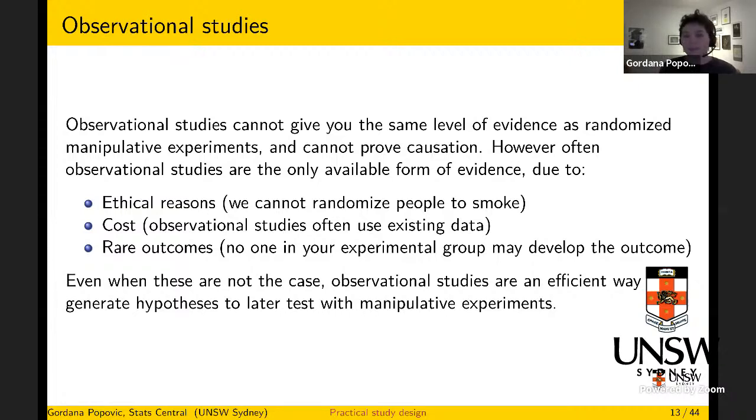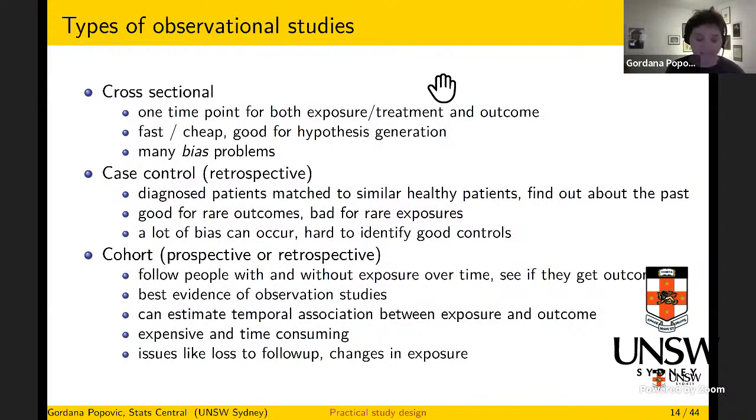They can't give you the same level of evidence as manipulative experiments and can't prove causation, but they're often the only available thing for a couple of reasons. Sometimes it's ethics, so we can't just randomize people to smoke, for example. Observational studies are a lot cheaper. And sometimes you can't really do experiments, in particular when you have rare outcomes. So it's not really possible to do an experiment because the outcome might never happen in either group. And even when these are not the case, observational studies are a really efficient way to generate hypotheses that you can later test with manipulative experiments. So people do a lot of observational studies. There's a couple of types, and some of them are better than others.